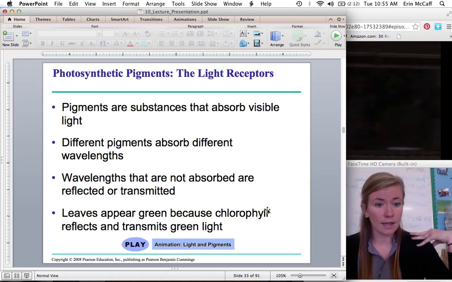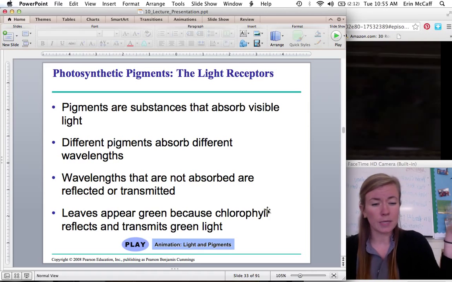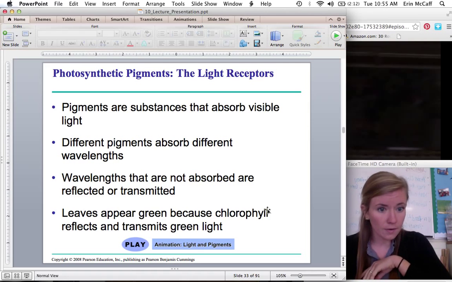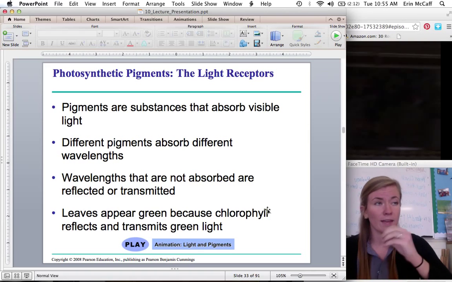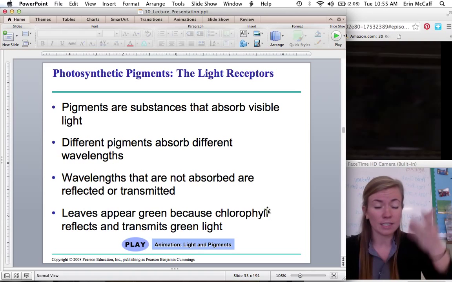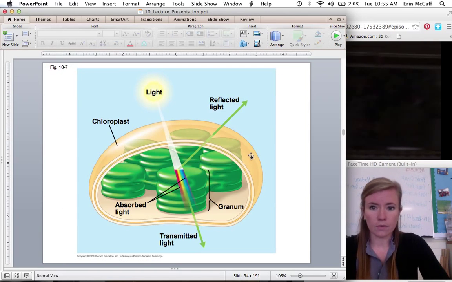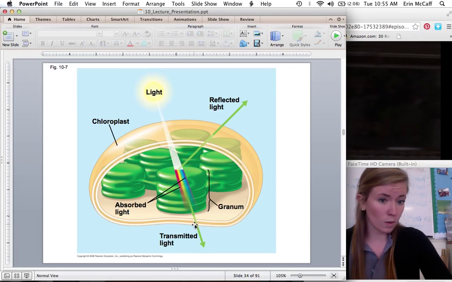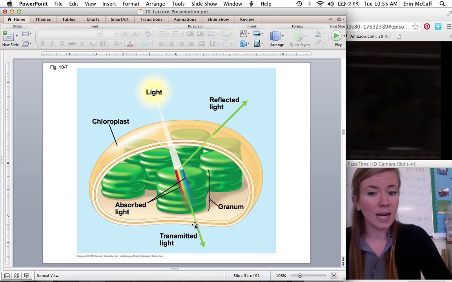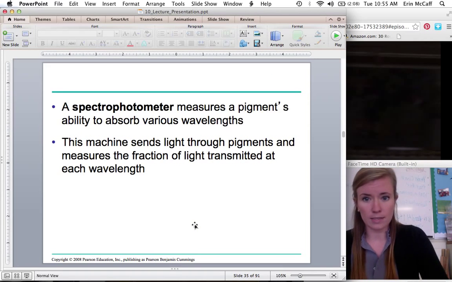And so the reason that leaves look green is because they reflect green light at you. The wavelength of light that bounces back at you into your eyes and you see green is the green wavelengths. So light coming from the sun has all colors in it, all wavelengths. The ones that get transmitted and reflected are the green ones because they don't get absorbed by the chloroplast. But everything else does get absorbed by the chloroplast.